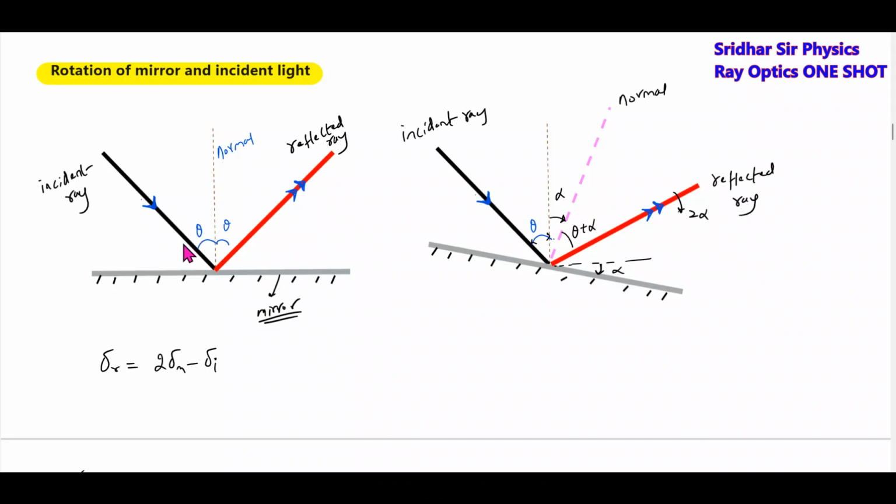Then if the incident ray also rotates, this is one basic formula. Suppose I have the mirror. Here I have the incident ray and there's a reflected ray. Just one small example we'll have here. The mirror will rotate by 6 degrees, and the incident ray will rotate by 2 degrees. How much will the reflected ray rotate? We will calculate this.